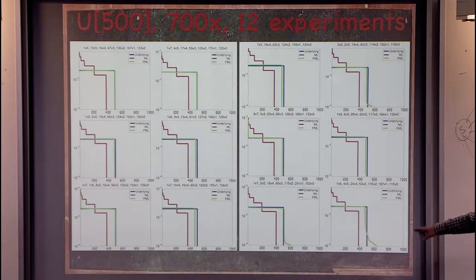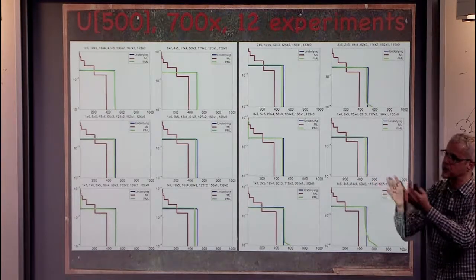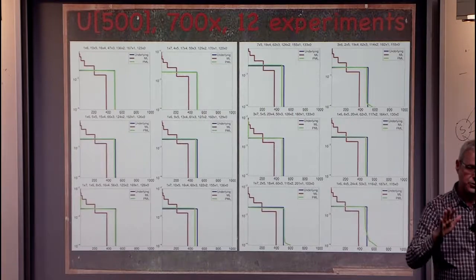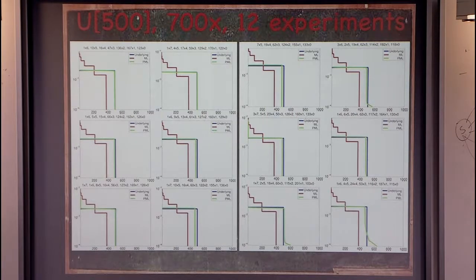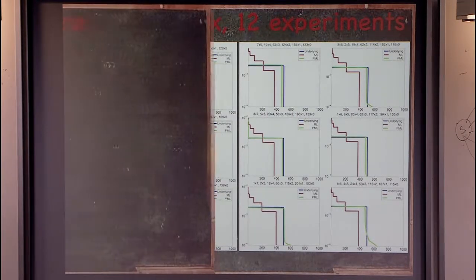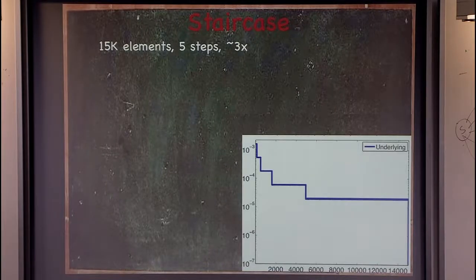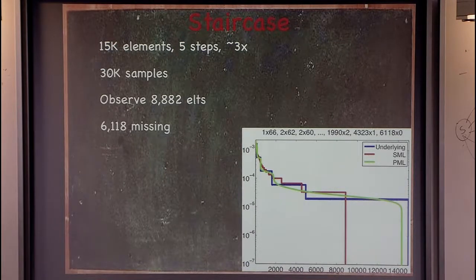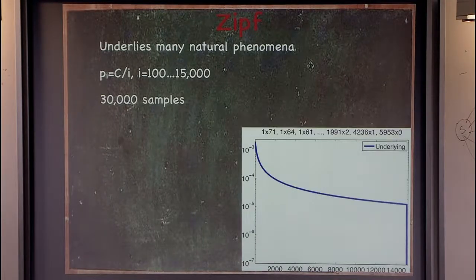Okay? And you notice all these things are monotone because we just care about the multiset, so we always just draw it monotone, just sorted. Okay. And then you can do it for other things as well. Zipf distributions again.